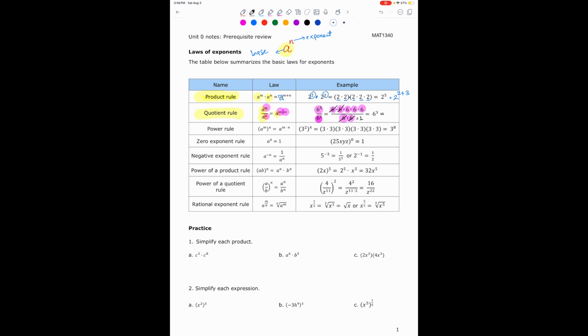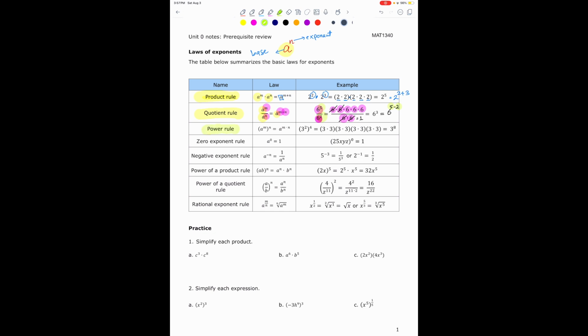Using the quotient rule immediately, we can say this is 6 to the 5 minus 2. That is the power of the numerator, or the exponent of the numerator, minus the exponent of the denominator, which will give me 6 to the third power. The next rule is the power rule.